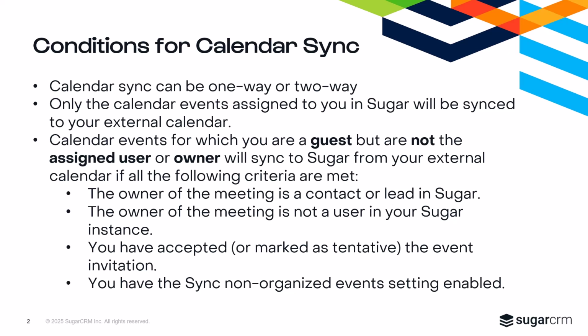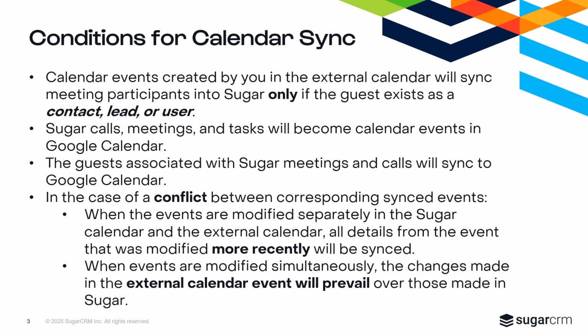The owner of the meeting is a contact or lead in Sugar. The meeting owner is not a user in your Sugar instance. You've accepted or marked the event invitation as tentative. You have the Sync Non-Organized Events setting enabled. Additionally, events created in your external calendar will sync participant details to Sugar, but only if the guest exists in Sugar as a contact, lead, or user.